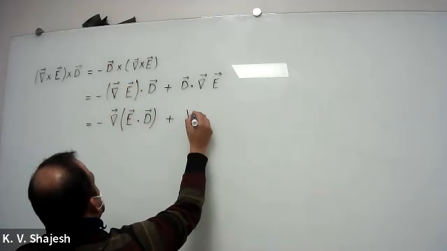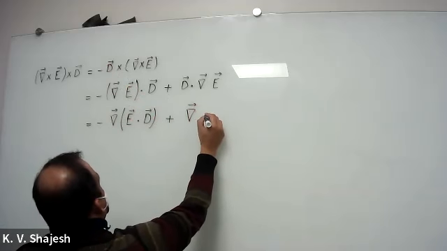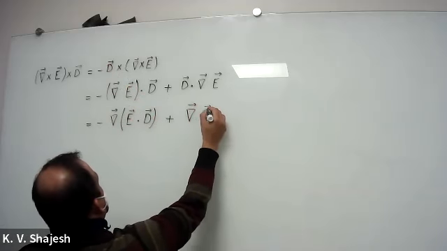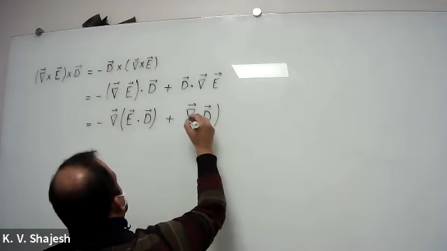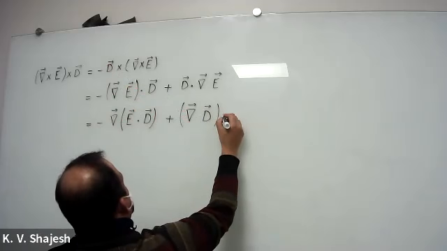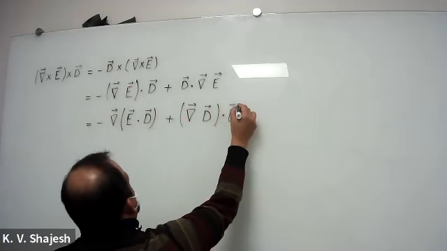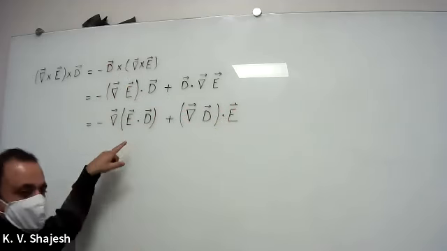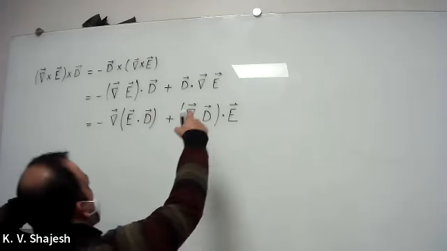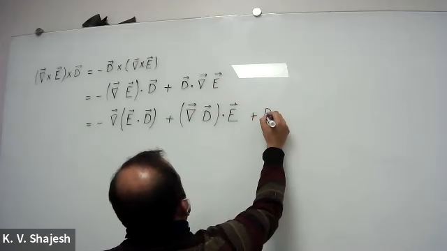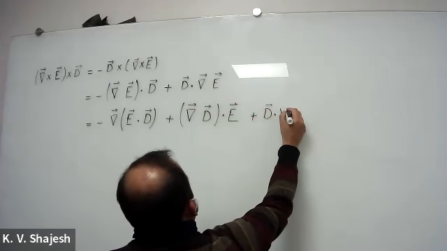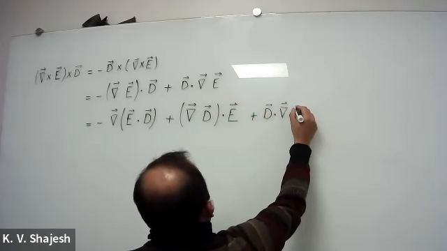del of D dotted with E. This plus this is this. And of course, I have to leave this alone. See. Is that clear?